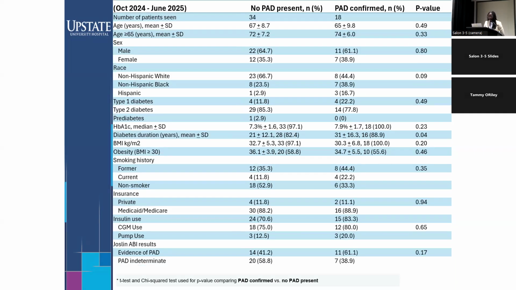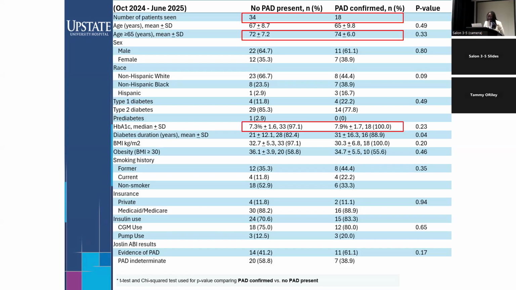And then this table has information on those that screened for ABI and those that did not screen, those that had PAD present and those that do not have PAD present after their vascular appointment. And so 18 of them were confirmed to have PAD, and older age was more associated with those that had PAD. Also, those that had PAD had higher A1C.